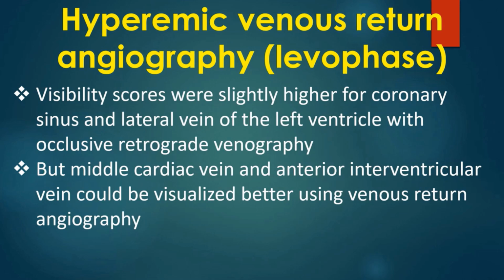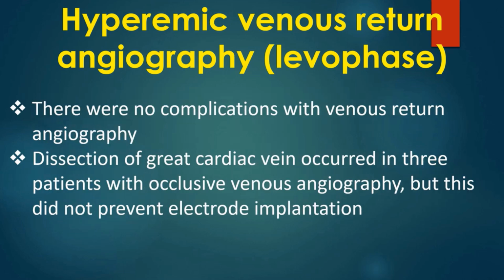Visibility scores were slightly higher for coronary sinus and lateral vein of the left ventricle with occlusive retrograde venography. But middle cardiac vein and anterior interventricular vein could be visualized better using venous return angiography. There were no complications with venous return angiography. Dissection of great cardiac vein occurred in 3 patients with occlusive venous angiography, but this did not prevent electrode implantation.